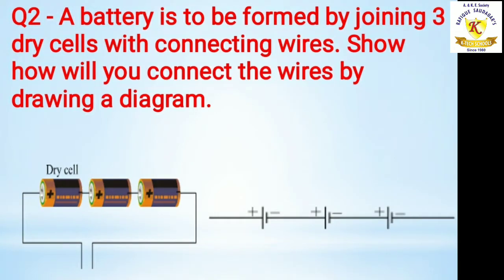Question number 2. A battery is to be formed by joining 3 dry cells with connecting wires. Show how you will connect the wires by drawing a diagram. So the diagram shown here, you need to draw it like this. The 3 batteries are connected to each other. Got it?